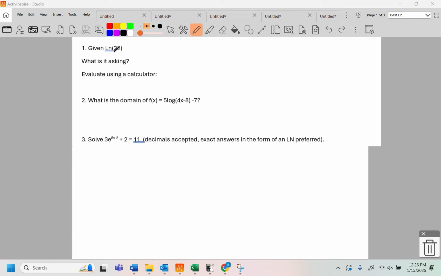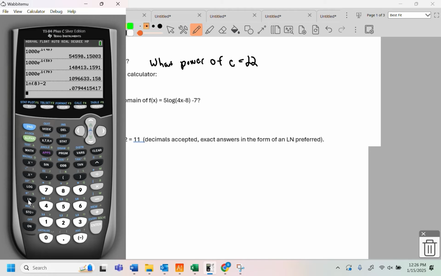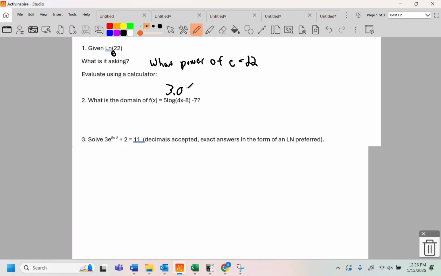Well, an ln has an understood base of e, so it's asking what power of e is equal to 22. If I actually want to know the answer, and I think it's around 3 just off the top of my head, I'm just going to push ln of 22. So it's 3.0910. I tell you to go to the fourth decimal place, that means you include the 0.